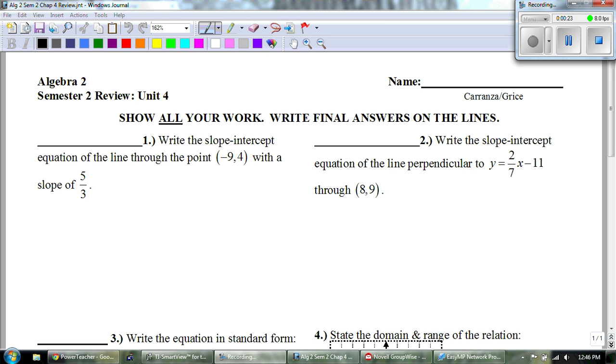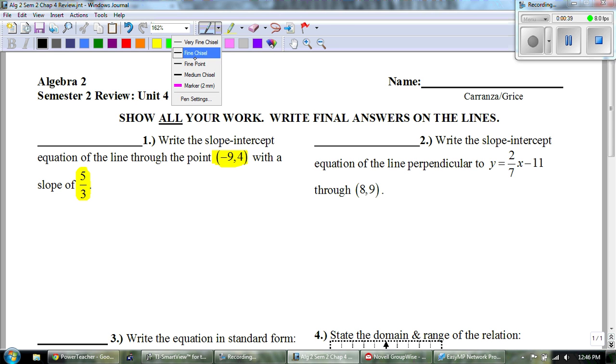So number 1 says write the slope-intercept equation of the line through the point -9, 4 with a slope of 5/3. Okay, so the two things we need to point out is we have a point and we have a slope. So when we do that, we need to use the point slope formula. I know mathematicians were real creative when they created these names. So here is our equation. The y minus y1 equals your slope, x minus x1.